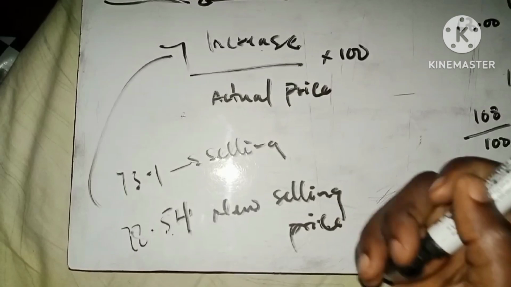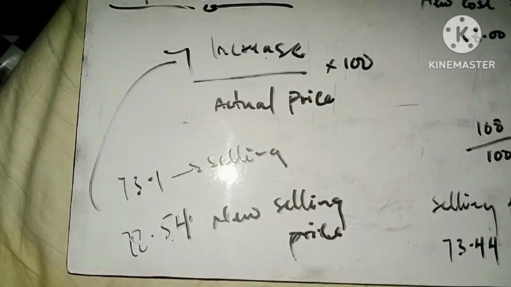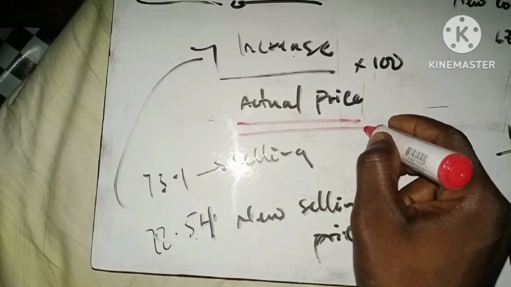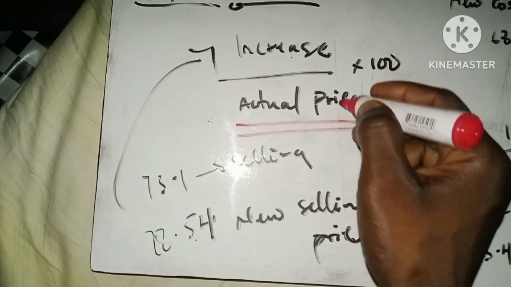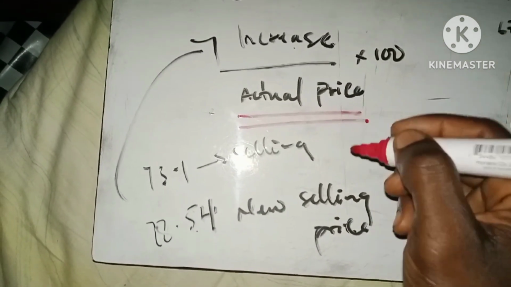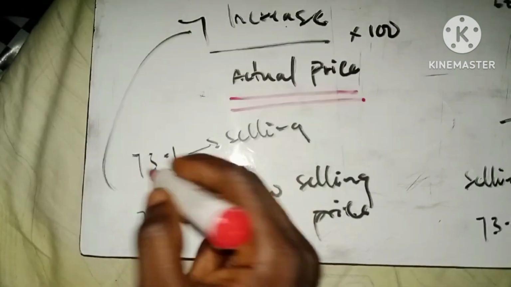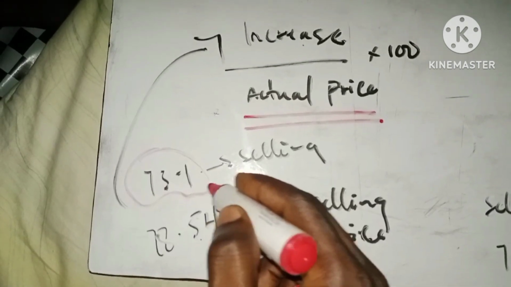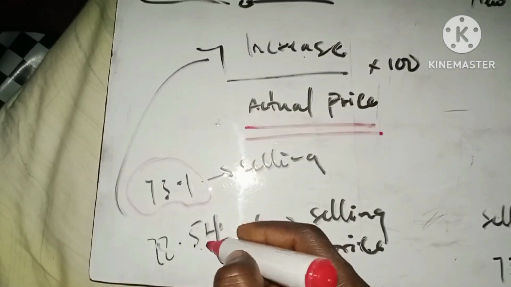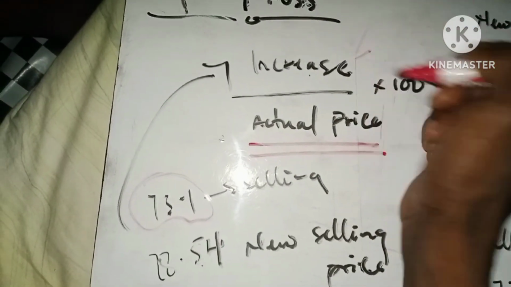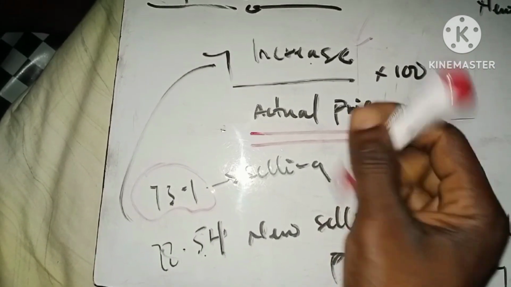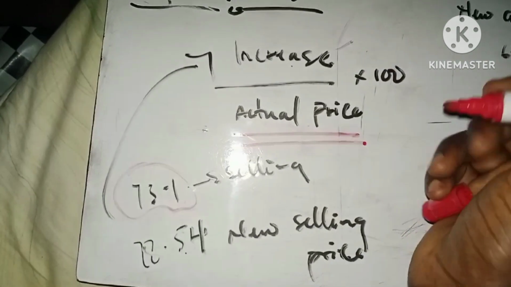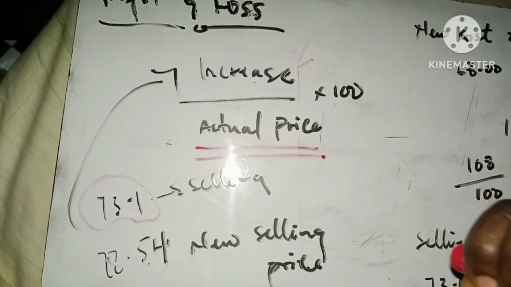The one thing you also have to master is the actual price, right? So which one is the actual price now? The actual price is going to be 73.1, so that is the first price of the radio set. That is the actual price. So once you find the difference between these two, replace that by the increase here, and then have that divided by the actual price, which is 73.1, and then multiply everything by 100 to have the percentage increase.